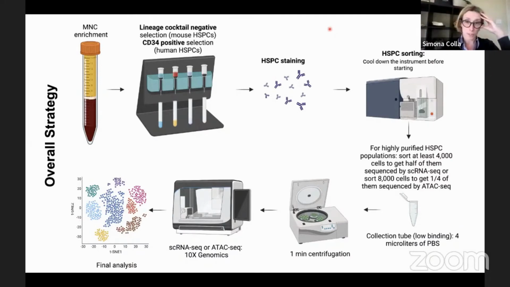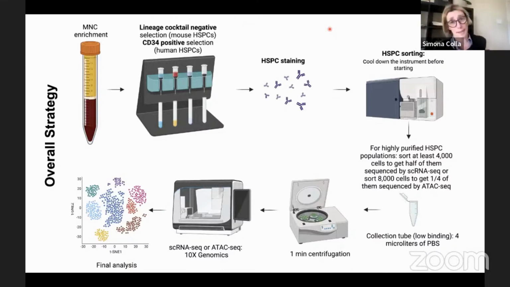And then you need to sort the cells based on what you decided with the pricing, as I told you before. In general, this is my experience. For single cell RNA sequencing, you should sort double the number of cells that you want. For example, to get 2,000 cells, you need to sort 4,000. This is because you are going to lose cells later on in the many processes you are doing.